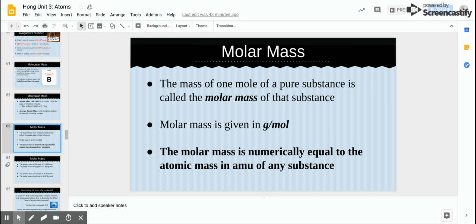When we look at the concept of the mole in terms of a pure substance, the mass of 1 mole of a pure substance is called the molar mass of that substance. We give it a unit of grams per mole. What's really nice is that the molar mass is numerically equal to the atomic mass in AMU of any known substance.